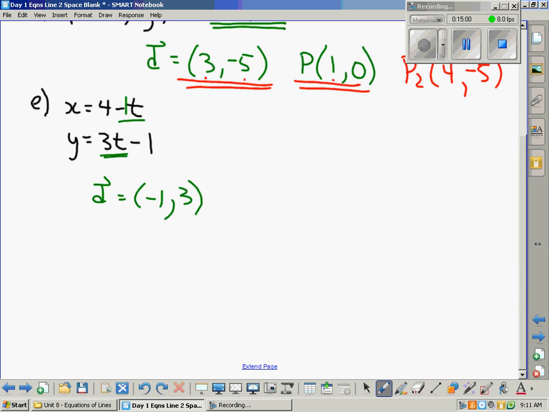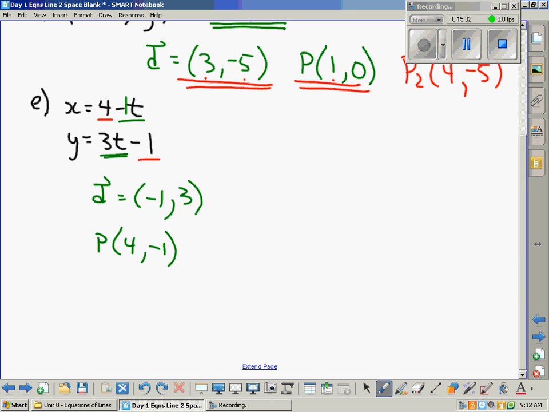A point comes from choosing a value for t, that's choosing a scalar multiple. The easiest one to choose is when t equals 0, right? And so if t equals 0, what's the x-coordinate? 4. If t equals 0, what's the y-coordinate? -1. You really don't have to think too much to actually do the math. You can see it right there. There's your 4 and -1.